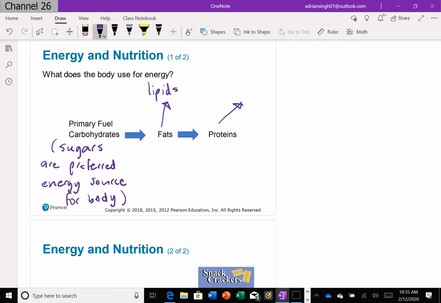And if you're getting to that point, that means your diet is not a good one, right? If you have to start breaking down your proteins to get energy, that means you're in a dire situation, because proteins are extremely important. They're in your muscles. They're in your hair. They're in your skin and your nails. They're all over the place. So you really don't want to get to that point. But if it needs to, the body can start using proteins for energy as well. So this is the general hierarchy in terms of what it will prefer to use to generate energy to allow you to function effectively.